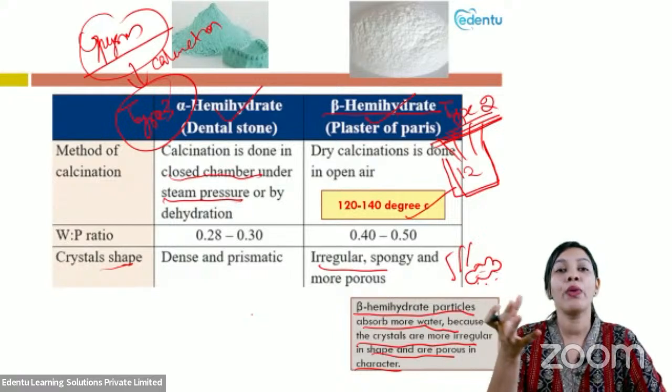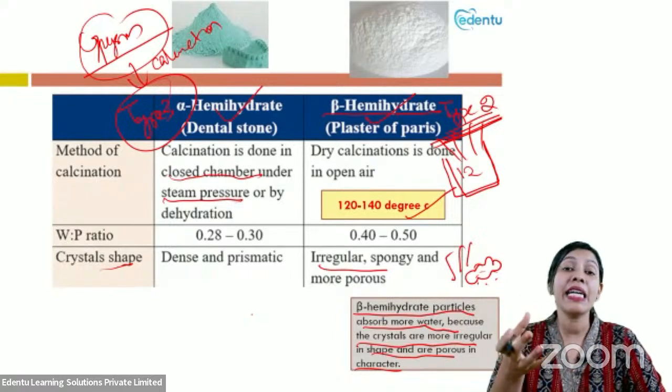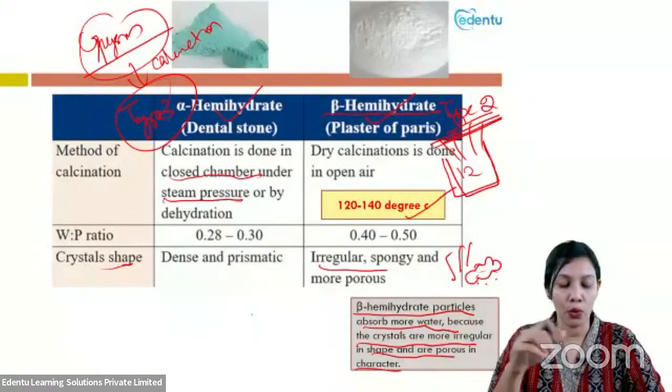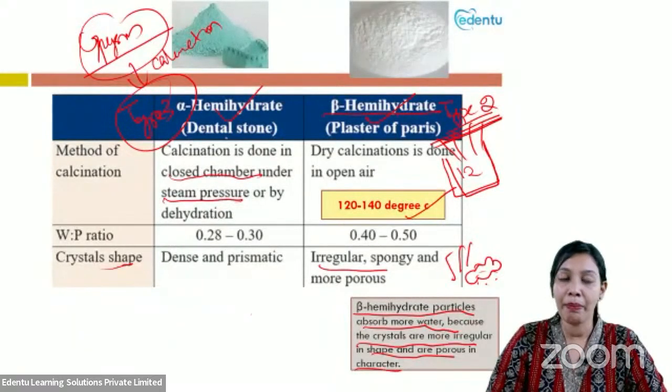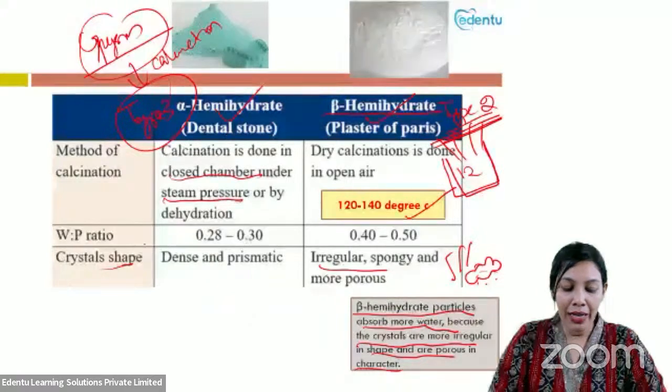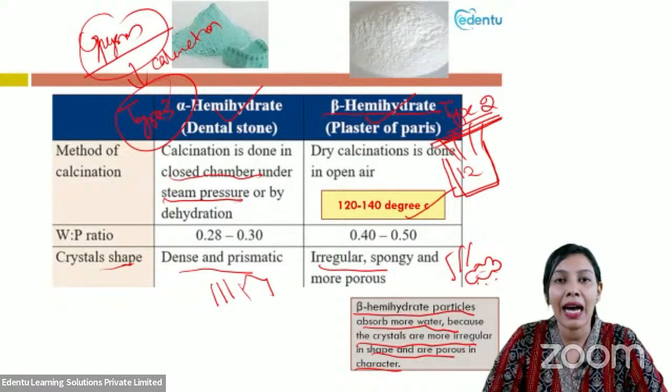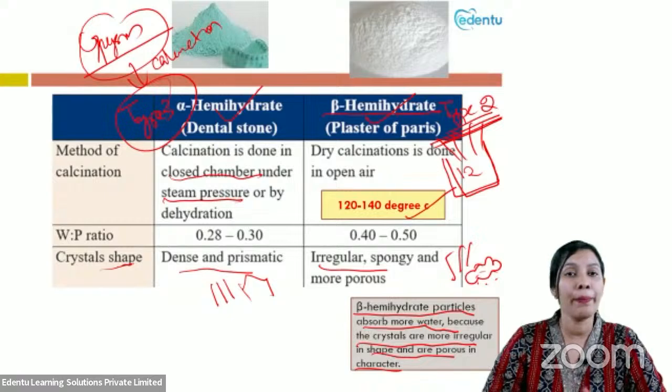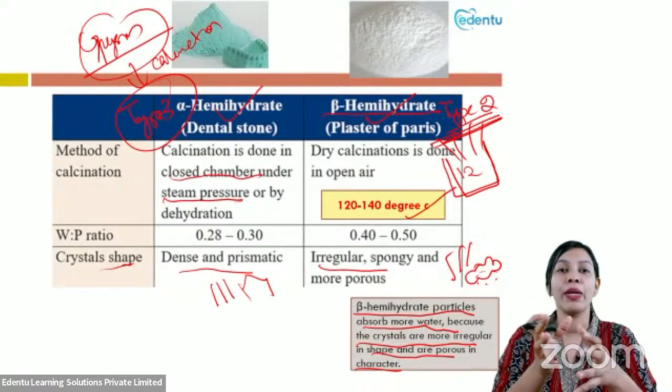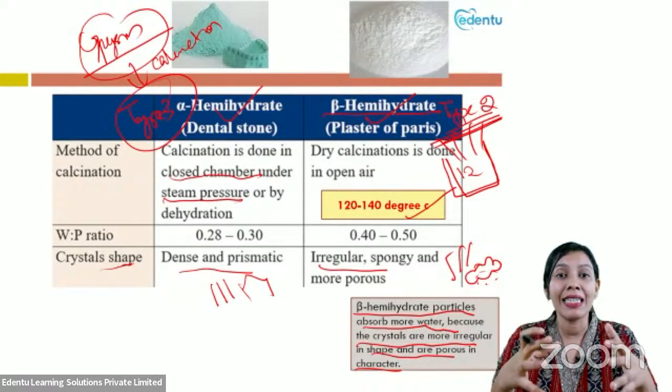When compared to alpha hemihydrate, beta hemihydrate is irregular, spongy, and very porous. When compared to beta hemihydrate, alpha hemihydrate is very dense. It is more of a prismatic type. It is non-spongy and non-porous. So this is the difference between the two types of calcination that take place.